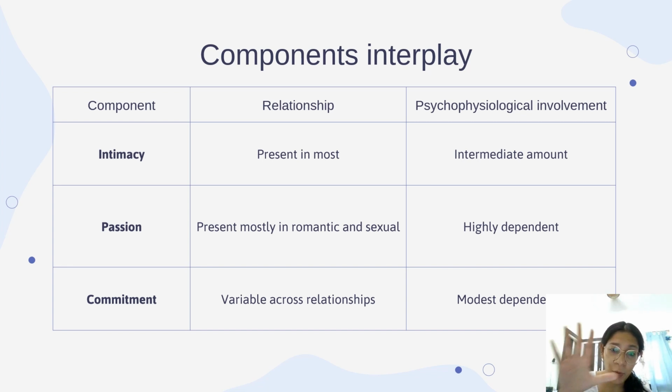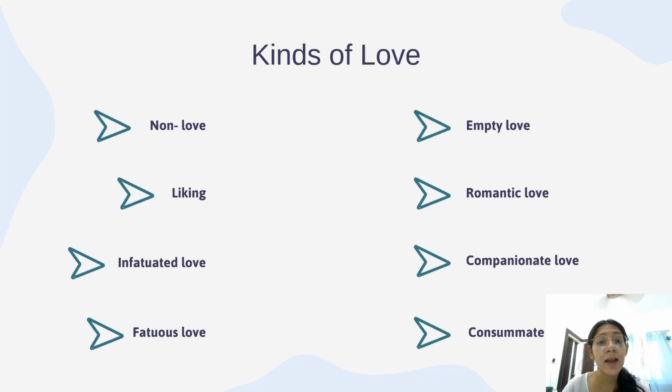So now that we've kind of understood how these components interplay with each other, let's move on to the kinds of love. What are the different kinds of love? So the first kind of love is non-love, which is basically the absence of intimacy, passion, and commitment. Then is liking. Liking is mainly the intimacy component. It refers to the set of feelings that one experiences in relationships that can truly be categorized as friendships. You have that sort of bondedness, connectedness, and warmth towards that person, but there is no such need for commitment. There's no such need for passion in that relationship.